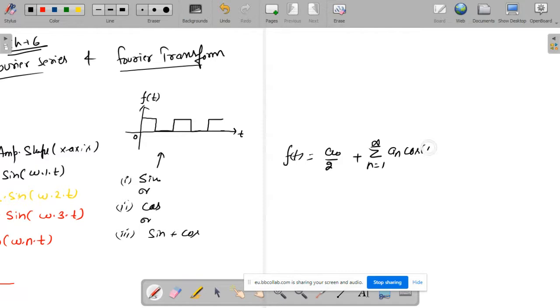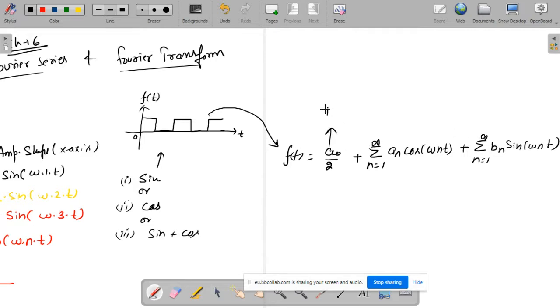or omega n t, both have the same meaning. Then summation n=1 to infinity, b_n sin(n omega t). So any signal can be a mixture of different cosine signals, different sine signals, or a mixture of both.